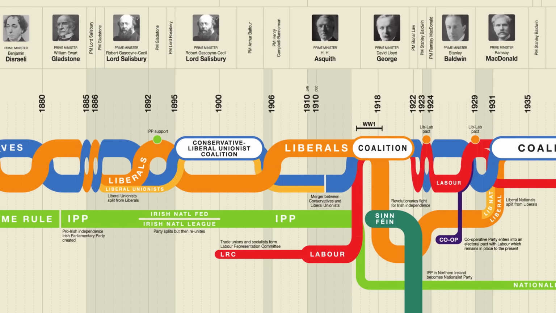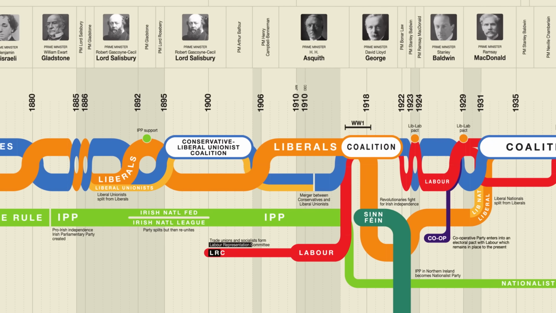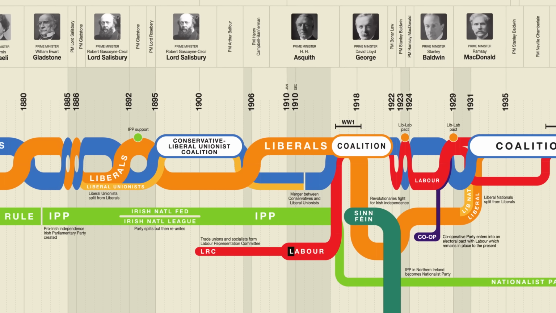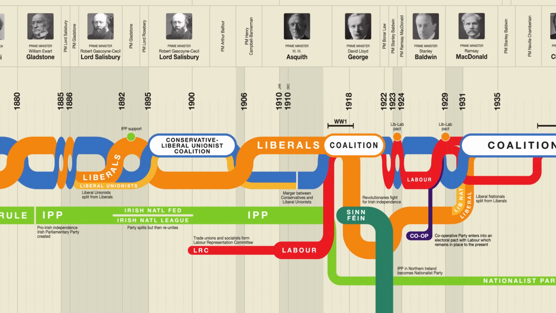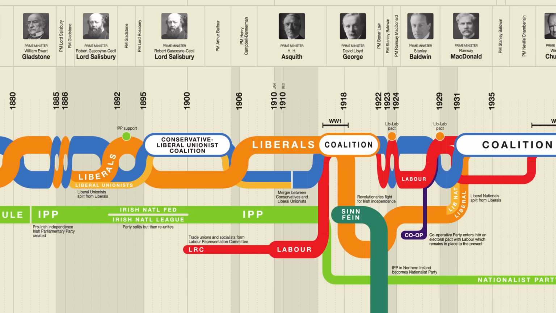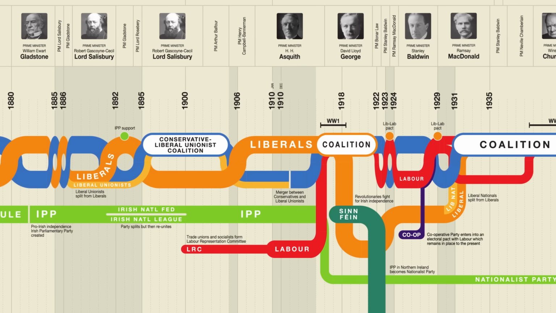Okay, in the year 1900, we get the birth of the Labour Representation Committee, which soon thereafter became known as the Labour Party. As you probably know, it would eventually eclipse the Liberal Party as the main party on the left, but that process didn't happen overnight. So let me show you how it did happen.